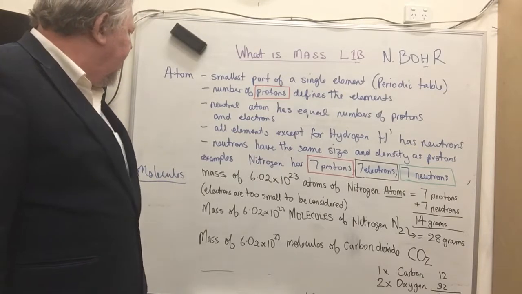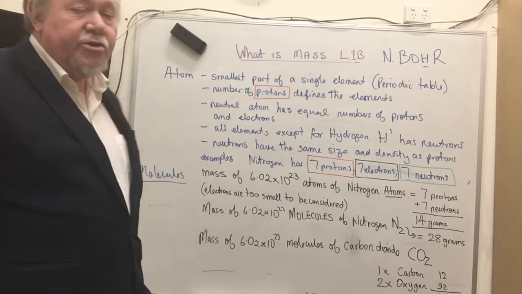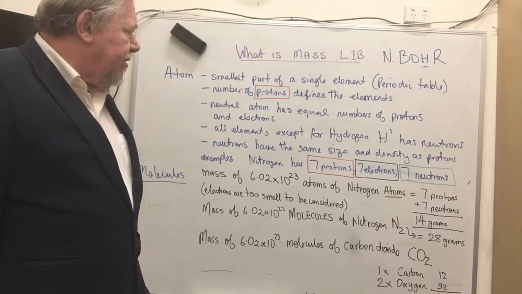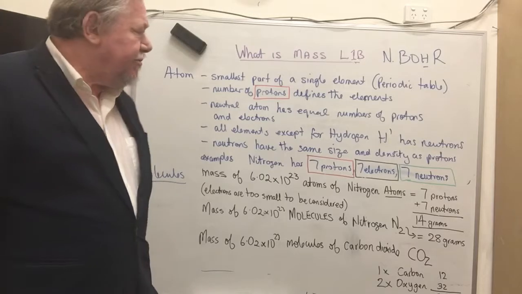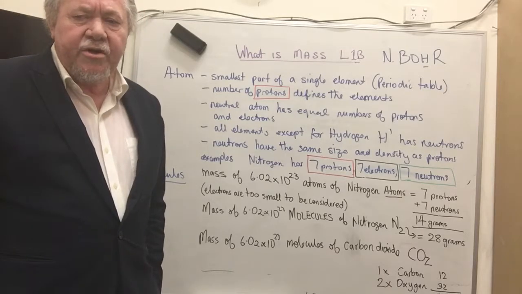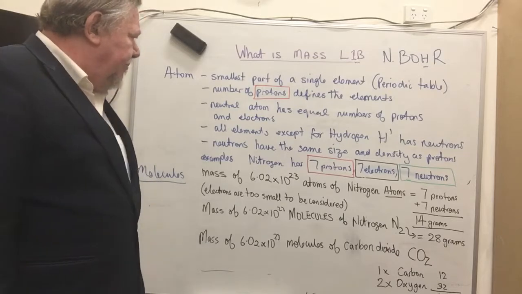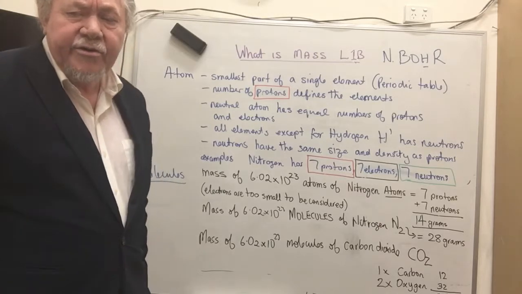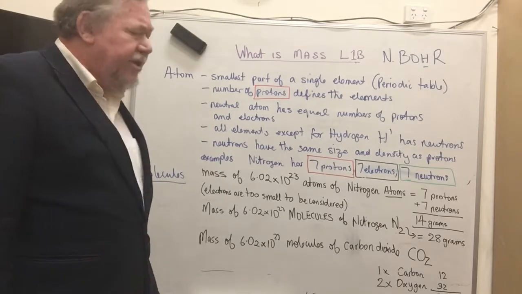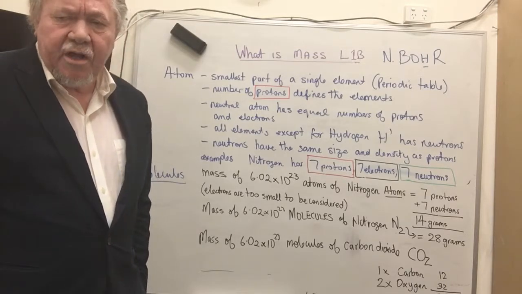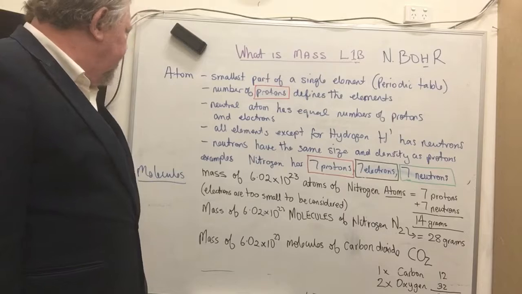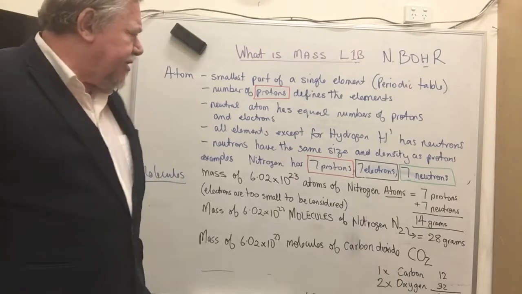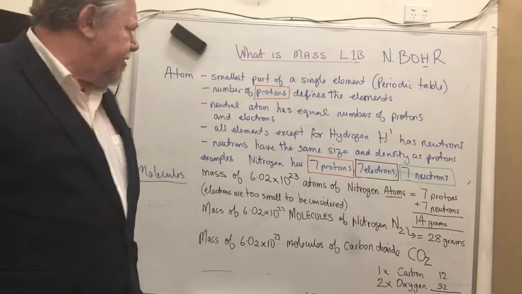All elements except for hydrogen have neutrons. That's hydrogen-1, the lightest element, having 1 proton and 1 electron. As I said in the other video, you can have other variations on hydrogen. You can have heavy hydrogen, such as deuterium and tritium, that have neutrons as well as protons. Neutrons have the same size and density as protons, so for all intents and purposes, the same stuff except neutral. They don't have a charge.